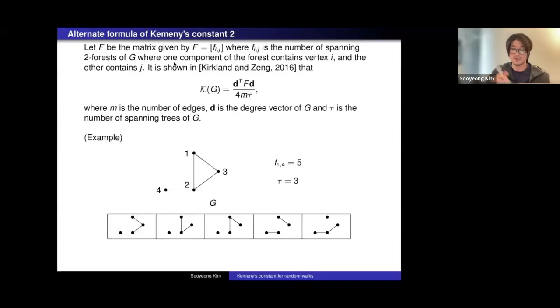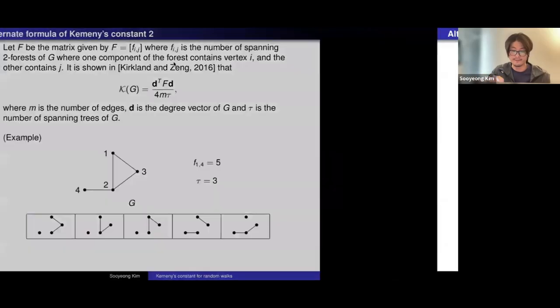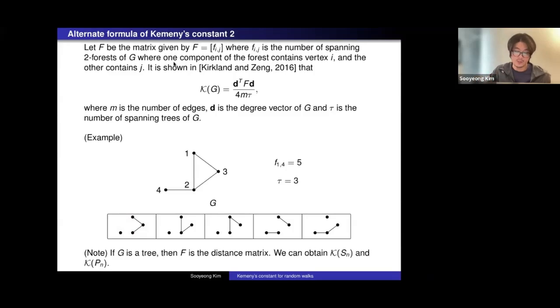When you do this job, you can get the Kemeny's constant by using this formula. And then here, there's a note. When our graph G is a tree, then this matrix F becomes the distance matrix. So that's how we can easily obtain this in the example of star and path. Because we can easily get the distance matrix, and then you can use this formula, and then tau is going to be 1, and then m is n-1, and so on.